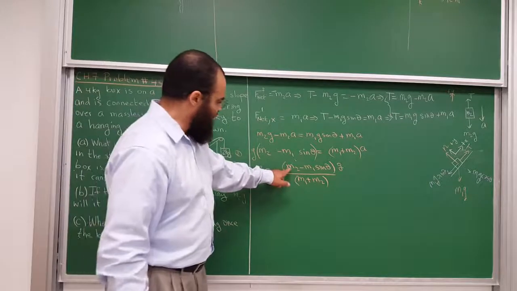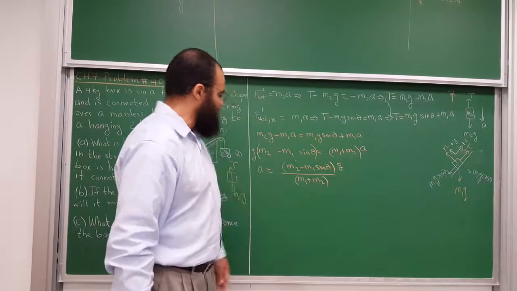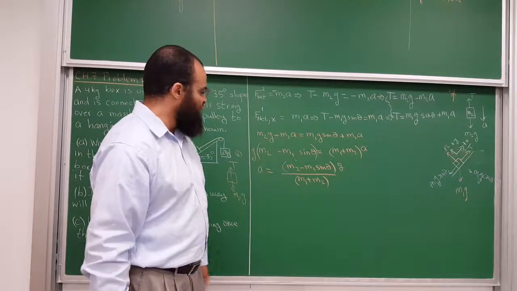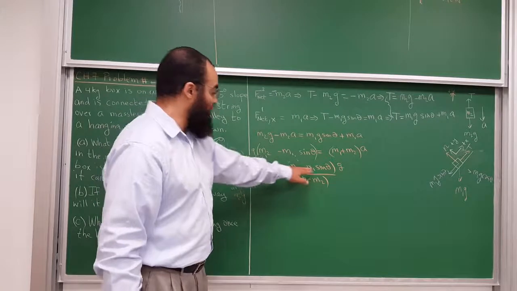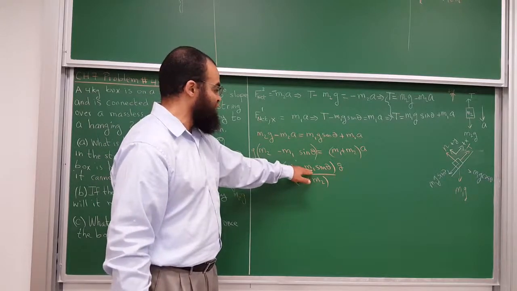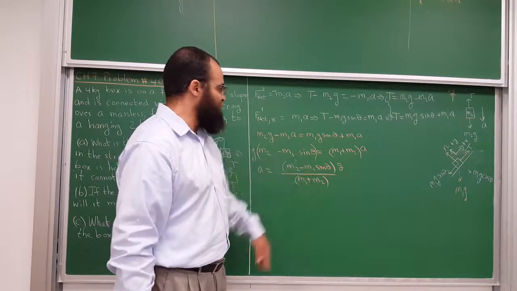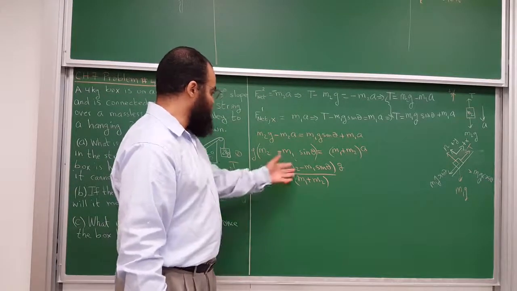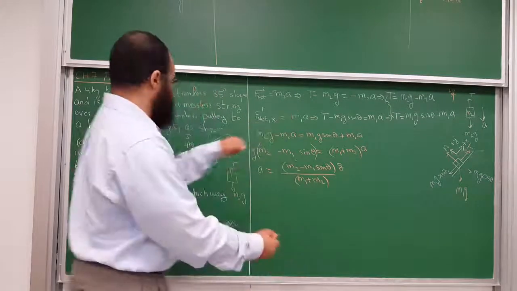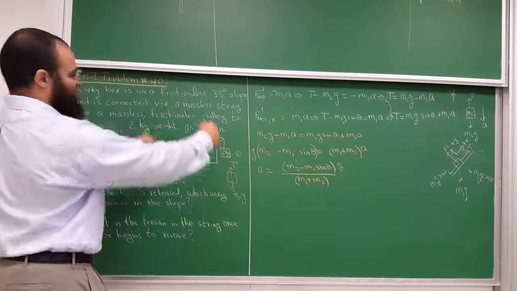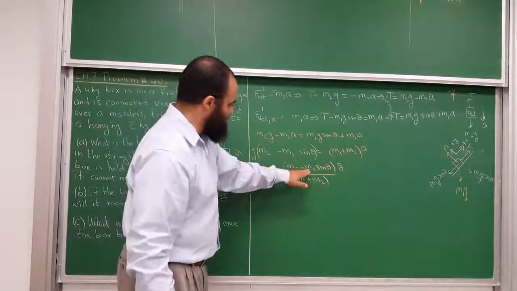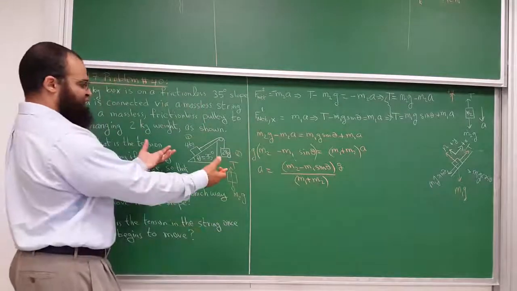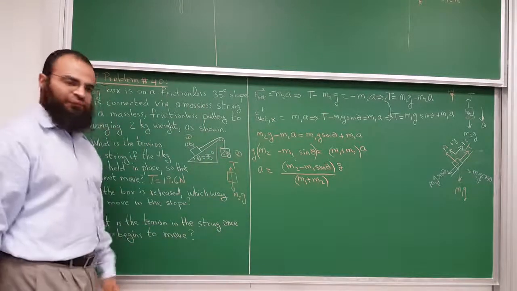So if m2 happens to be larger than m1 times sine theta, my acceleration will be positive and it will go the way I assumed. If m2 is not heavy enough, or m1 is large enough, or theta is steep enough, you might have a negative value for the acceleration, in which case, instead of going like this, it will go like that. And if m2 happens to exactly equal m1 sine theta, then you get 0, and the acceleration will be 0. And if they are at rest initially, they will just remain at rest.